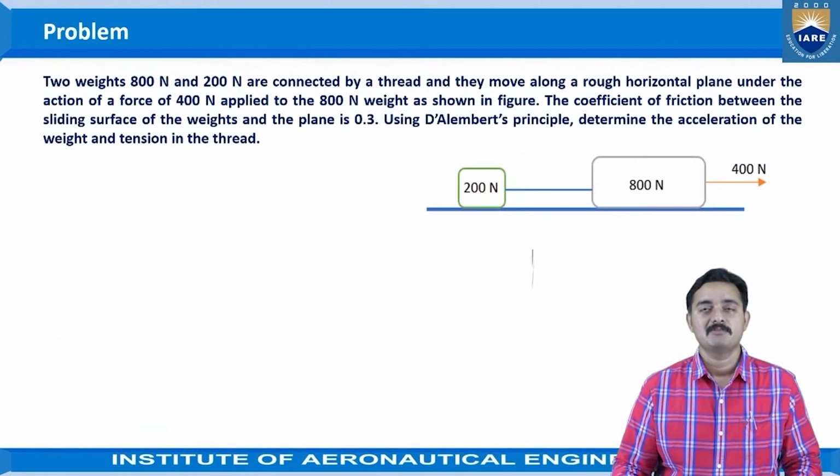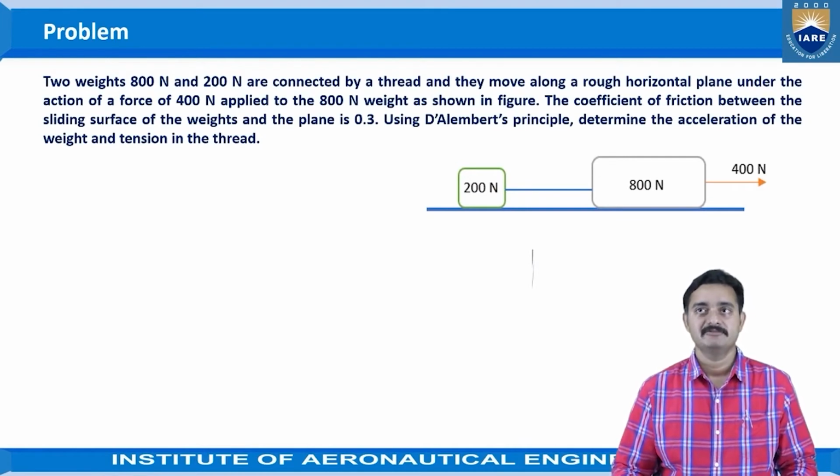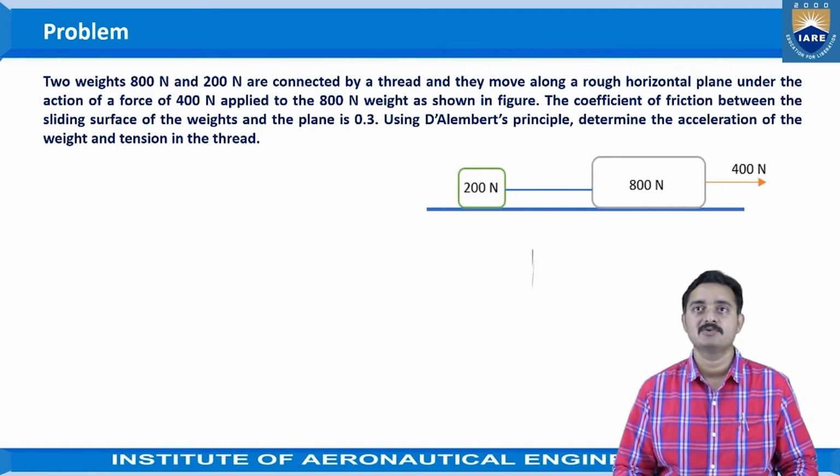Now let us do a problem on D'Alembert's principle for the connected bodies here. The problem given is two weights, 800 Newton and 200 Newton, are connected by a thread and they move along a rough horizontal plane under the action of a force of 400 Newton applied to the 800 Newton weight, as shown in the figure. So according to the figure, the force of 400 Newton is being applied to the 800 Newton weight.